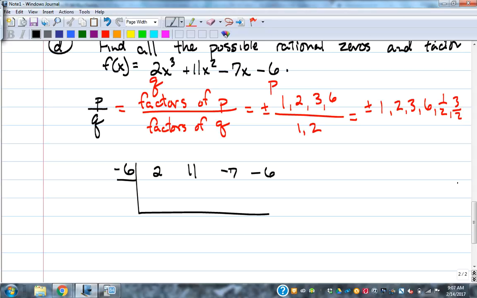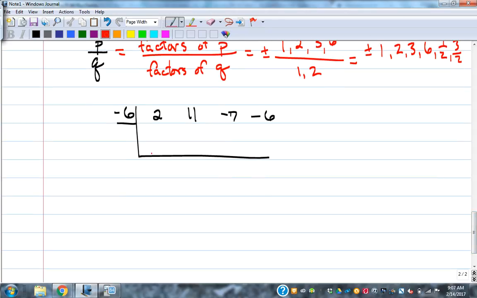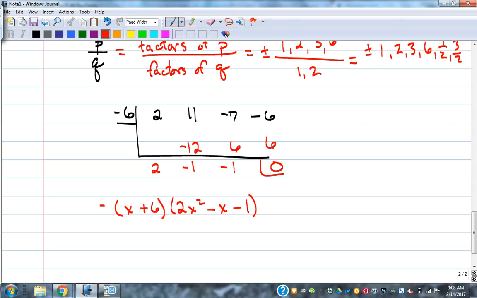I just started on the left, and I'm going to run that through with synthetic. And then -1, so that's -6, and then that would be +6. And what do we know? It's a 0 remainder. That's what we wanted to happen. What that means is that x plus 6 is a factor. And then we have 2x² minus x minus 1 left over.